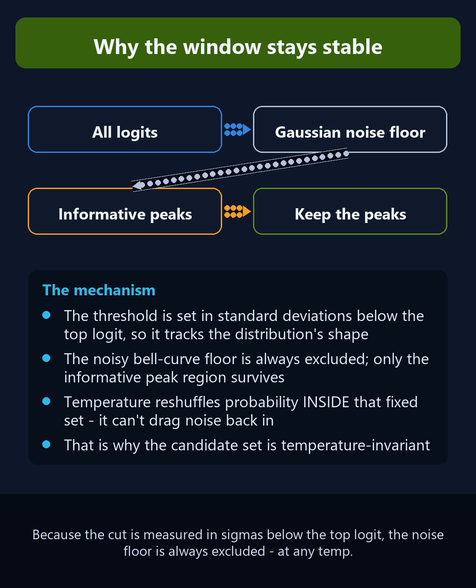Now the mechanism that makes it special. Because the threshold is measured in standard deviations below the top logit, it tracks the shape of the distribution, not the temperature. The noisy bell curve floor is always excluded, and only the informative peak region survives. Temperature then reshuffles probability inside that fixed set, but it can never drag noise back in. That is why the sampling space stays stable.